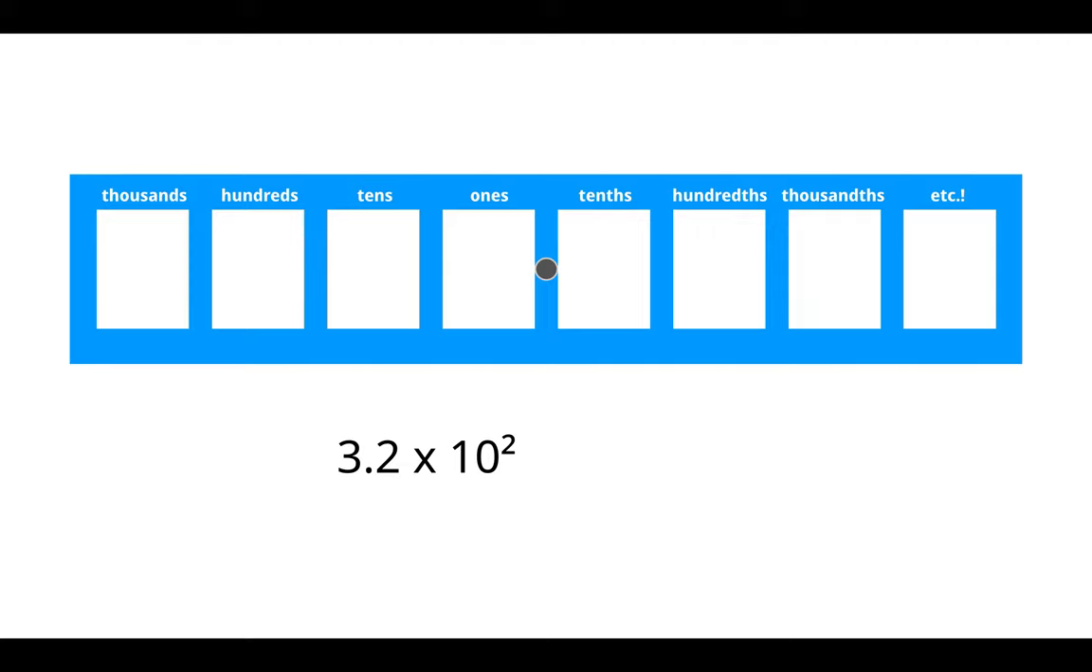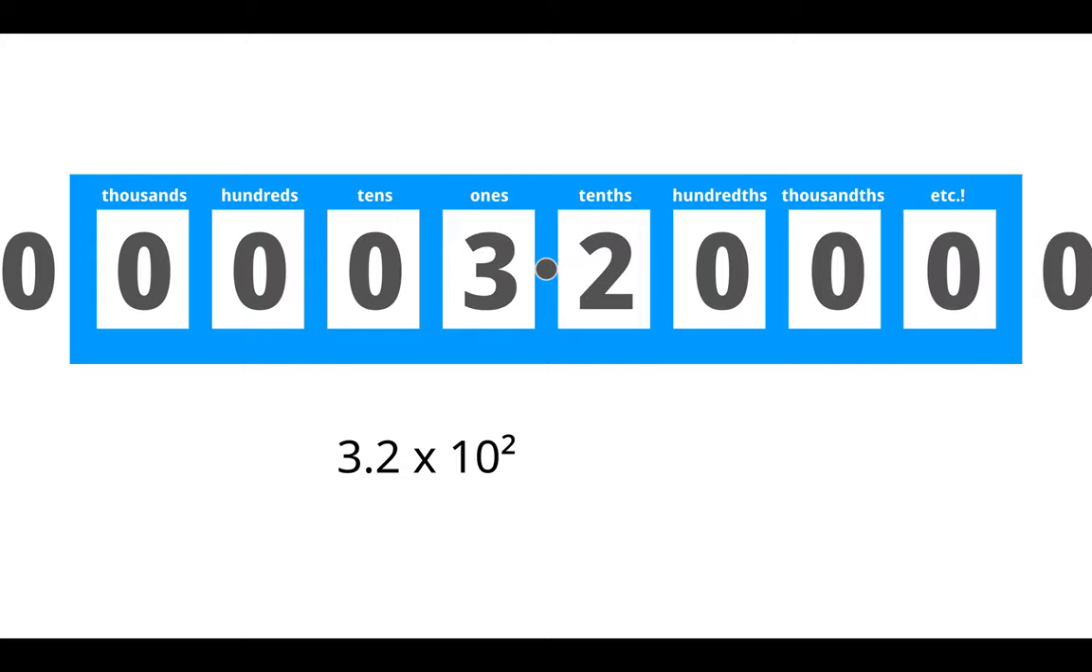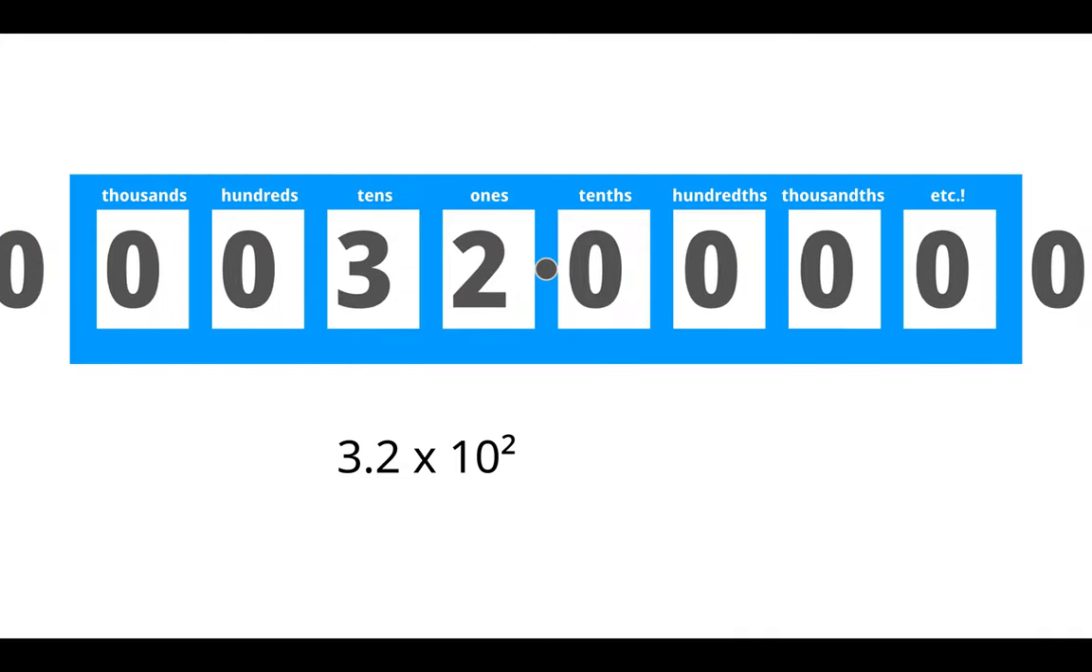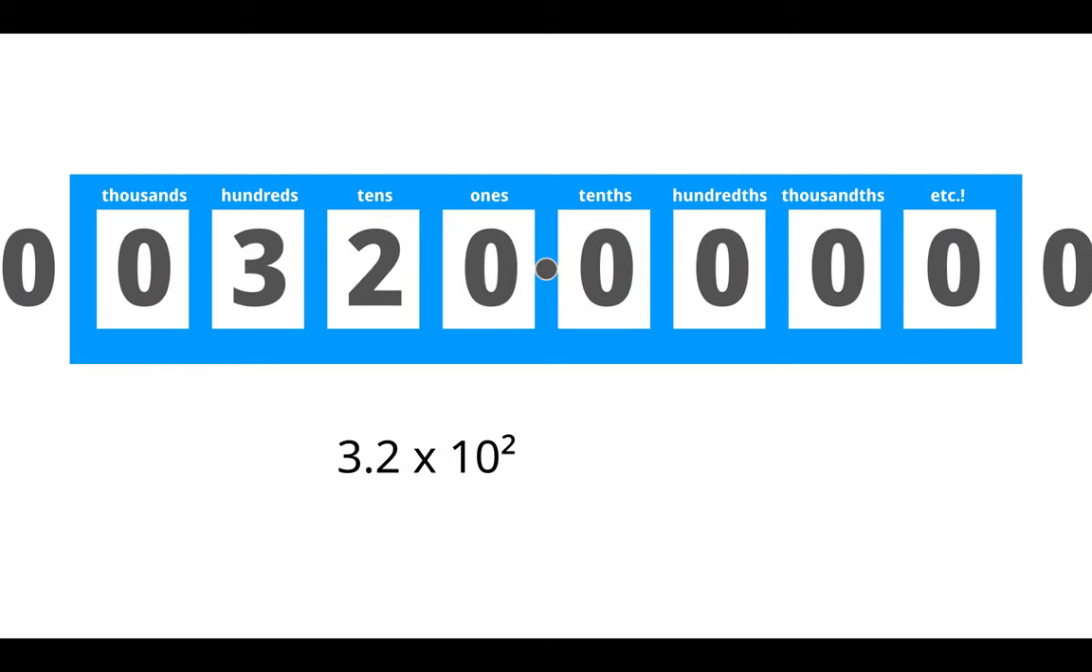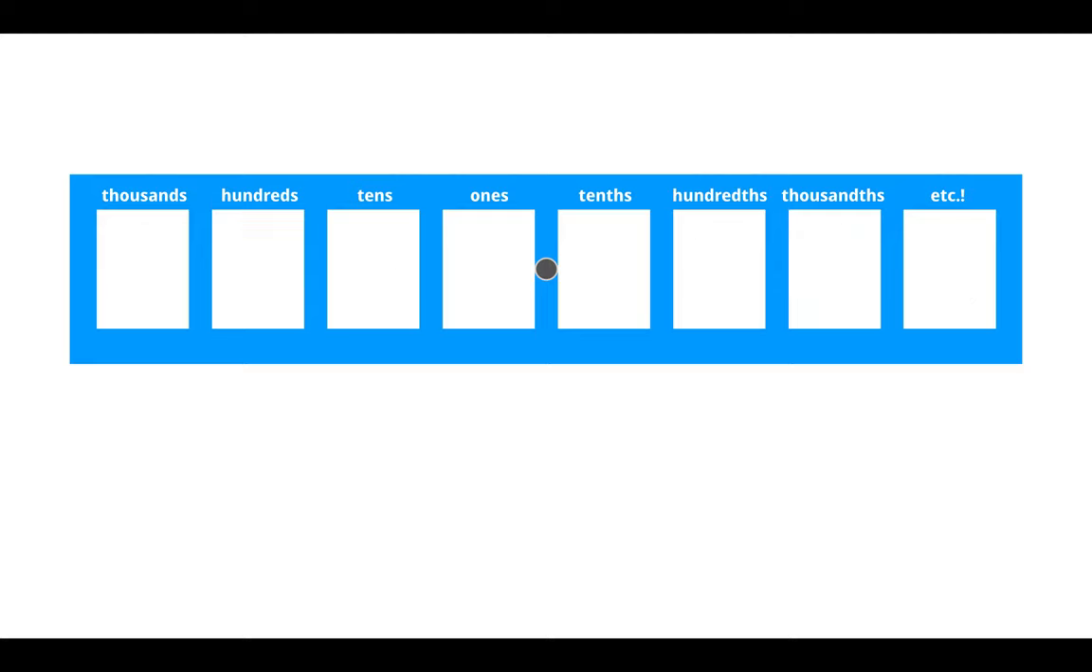The first question is 3.2 times 10 to the 2. Times 10 to the power 2 just means times 10 and do it twice. So you get your 3.2 in here, you multiply it by 10, and you do it again. Your 3 ones have become 3 tens and then 3 hundreds. Your 2 tenths have become 2 ones and then 2 tens. And you've got 320. There's your answer. 3.2 times 10 to the 2 is 320.